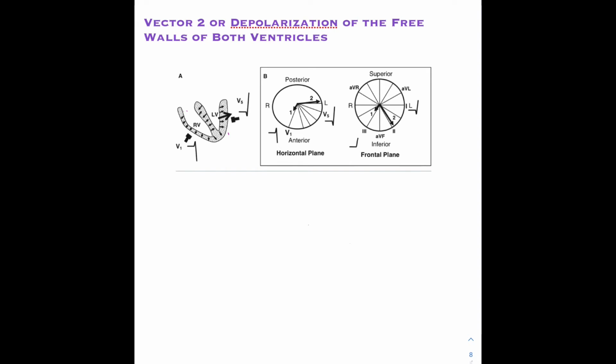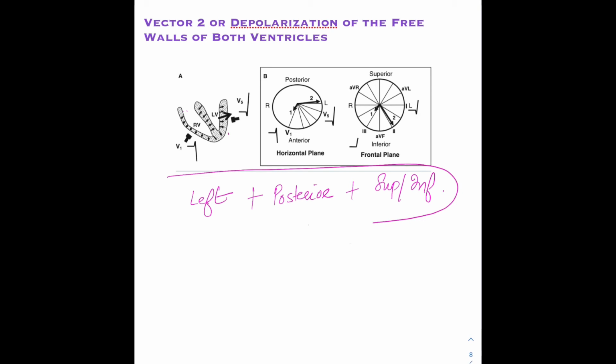So the direction of vector 2 is towards the left, then posteriorly, and it could be superior or inferior. I'm talking about this in a three-dimensional plane. This is the direction of vector 2.